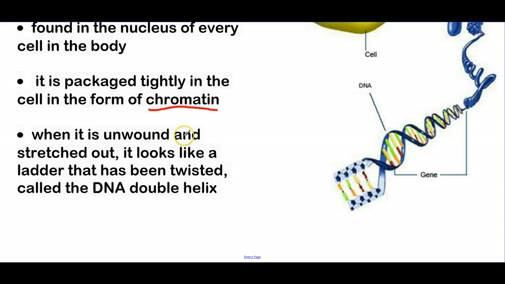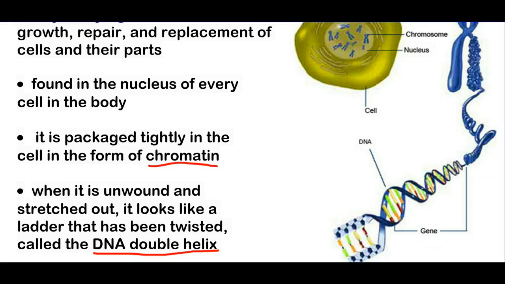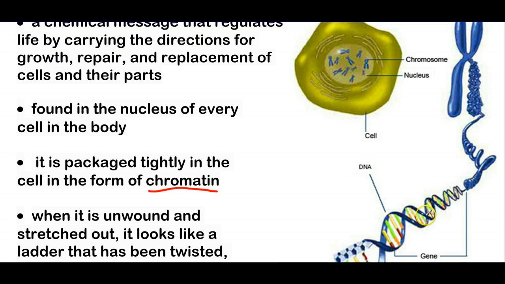When it is unwound and stretched out, it looks like a ladder. So it's been twisted, and this is where it gets its name, a double helix. It's like a flexible ladder that's been twisted into a spiral. It's got the rungs of the ladder, it's got the sides, and then they've taken that ladder and twisted it. That's what makes up DNA when we get down to the bare bones of it.